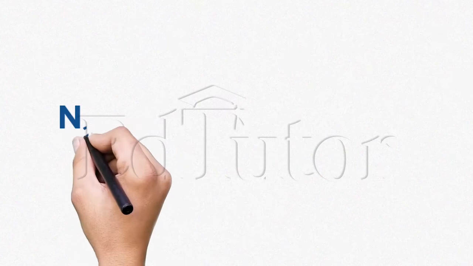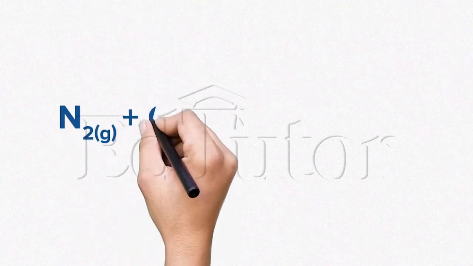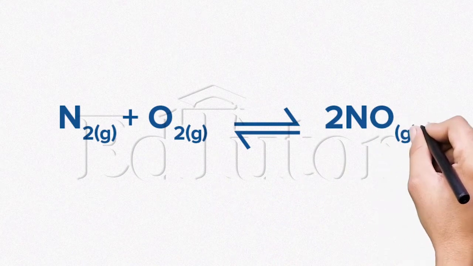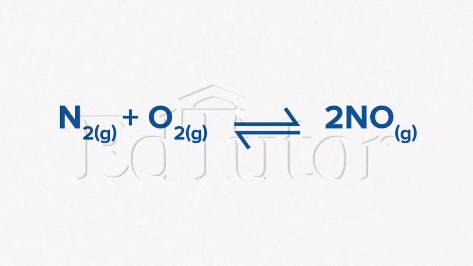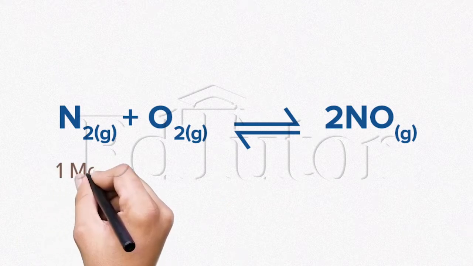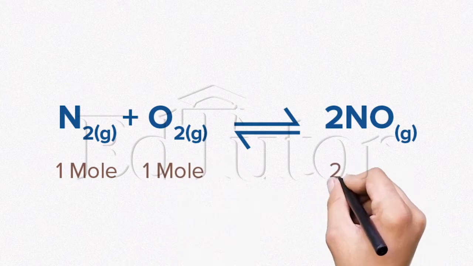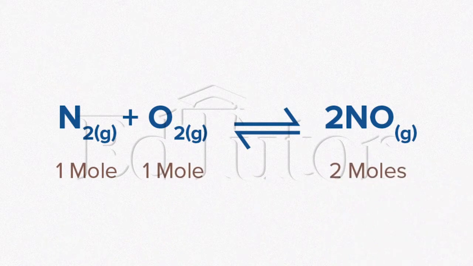Let's move on. Our first problem states that nitrogen reacts with oxygen to form nitrogen monoxide according to the equation as shown on the screen. As you can see, we have a balanced chemical equation where 1 mole of nitrogen reacts with 1 mole of oxygen to form 2 moles of nitrogen monoxide. Try writing the expression for the equilibrium constant for this reaction.